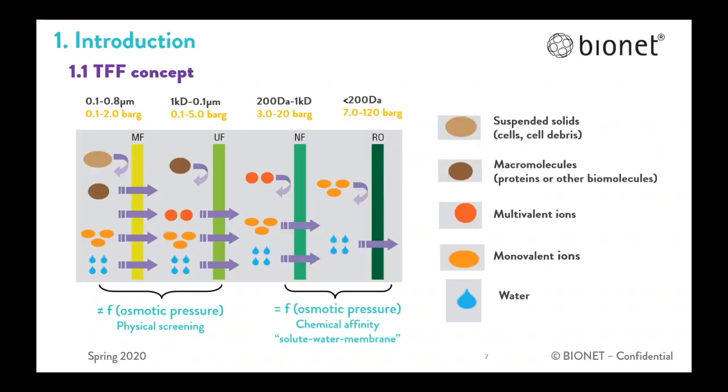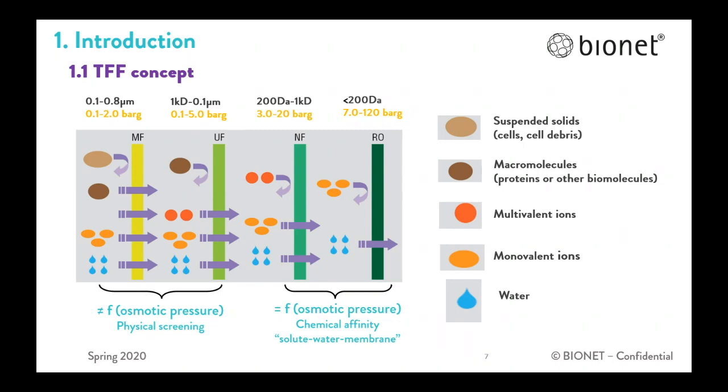Microfiltration is the least restrictive, and it only retains suspended solids like whole cells and cell debris. Pore size is in the range of 0.1 to 0.8 microns. Normally, it is not necessary to apply more than 2 bar to filter. Ultrafiltration, we use it to retain macromolecules like proteins or DNA. Pore size goes from the end of MF down to 1 kilodalton, and it may require pressures up to 5 bar.